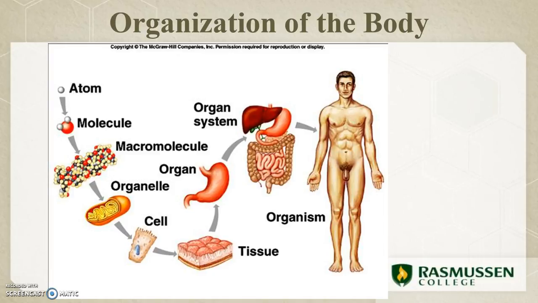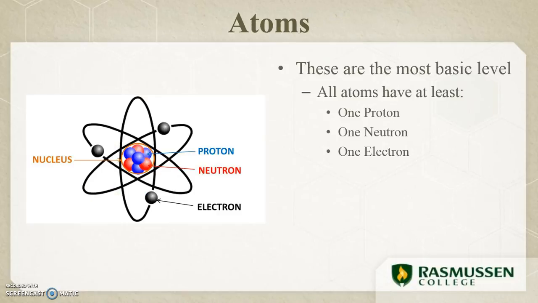So the human body is organized by increasing levels of organization. Those levels are atoms, molecules, cells, tissues, and organs. So let's go ahead and take a closer look at each of those. We are going to start with the atoms. So atoms are found at the most basic level of organization.